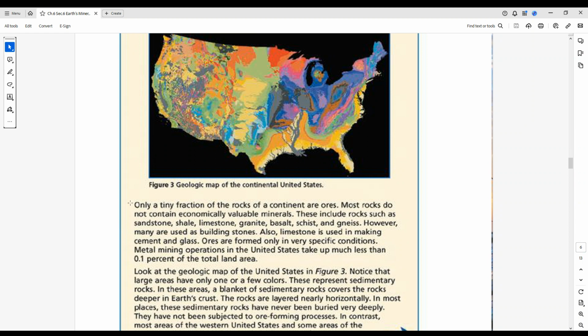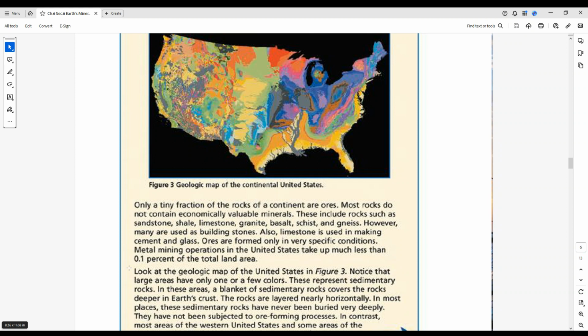Only a tiny fraction of the rocks of a continent are ores. Most rocks do not contain economically valuable minerals. These include rocks such as sandstone, shale, limestone, granite, basalt, schist, and gneiss. However, many are used as building stones. Also, limestone is used in making cement and glass. Ores are formed only in very specific conditions. Metal mining operations in the United States take up much less than 0.1% of the total land area.